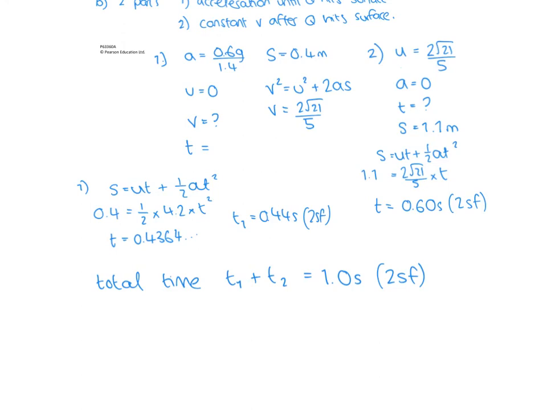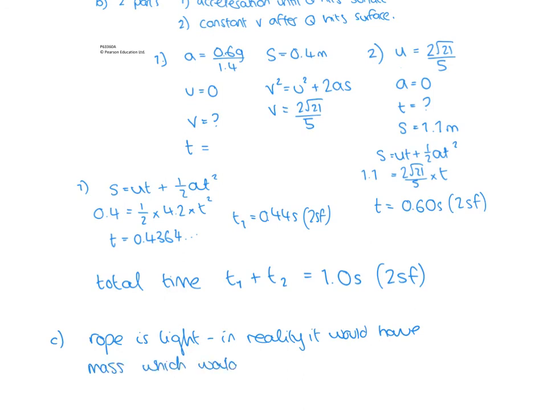And then we've got what are our limitations of the model. And we've got rope being light, rope being inextensible, pulley being smooth. Okay, all of those are assumptions, and all of those will affect the outcomes we get from our model. Okay, so I've said in reality it would have a mass, and obviously that would affect the acceleration because there's a weight of that rope.